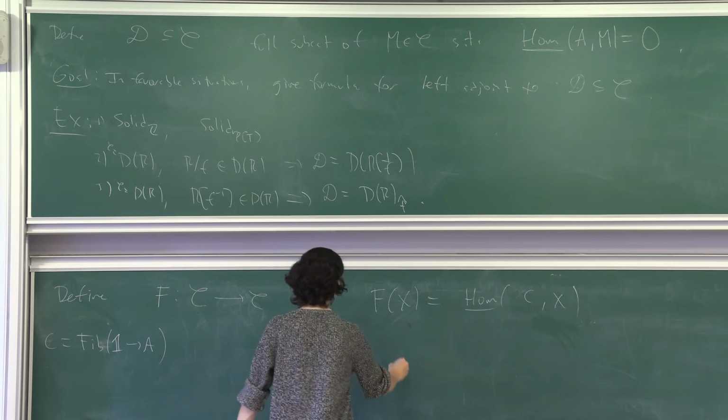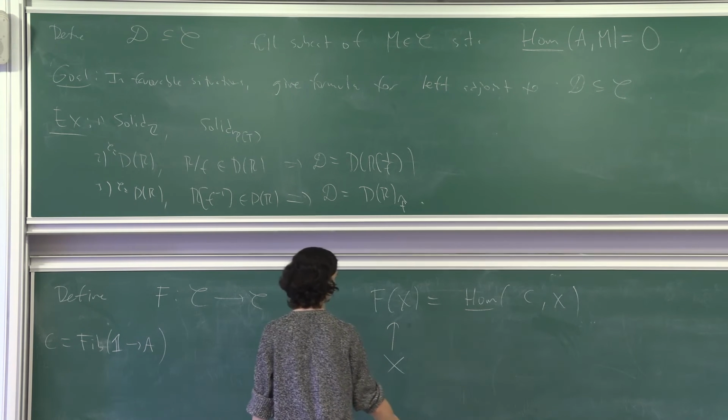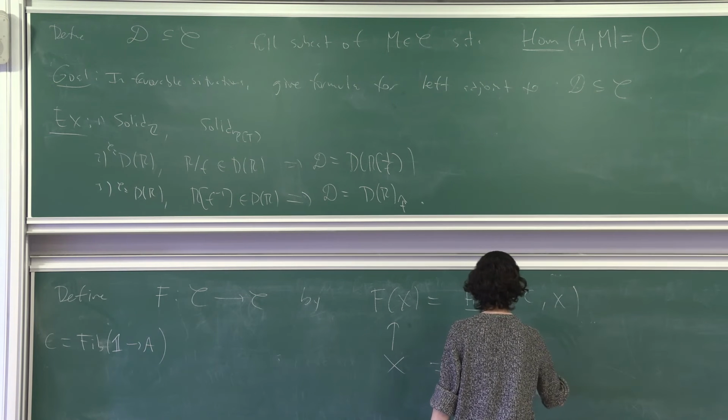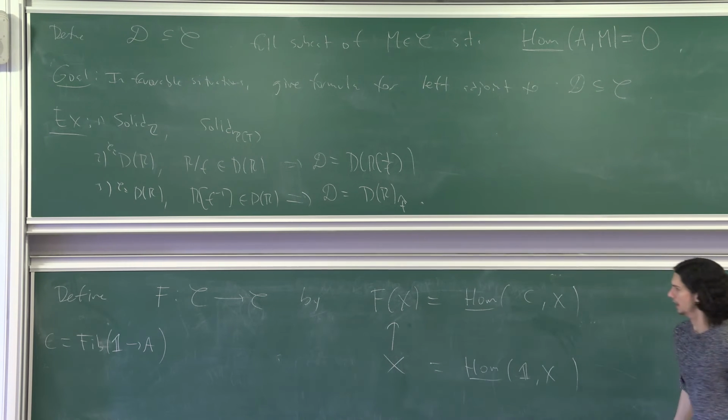And there's a natural transformation from X to F of X, because this is the same thing as internal Hom from 1 to X. And by construction, C maps to 1, so you get a map in the other way on the internal Hom.